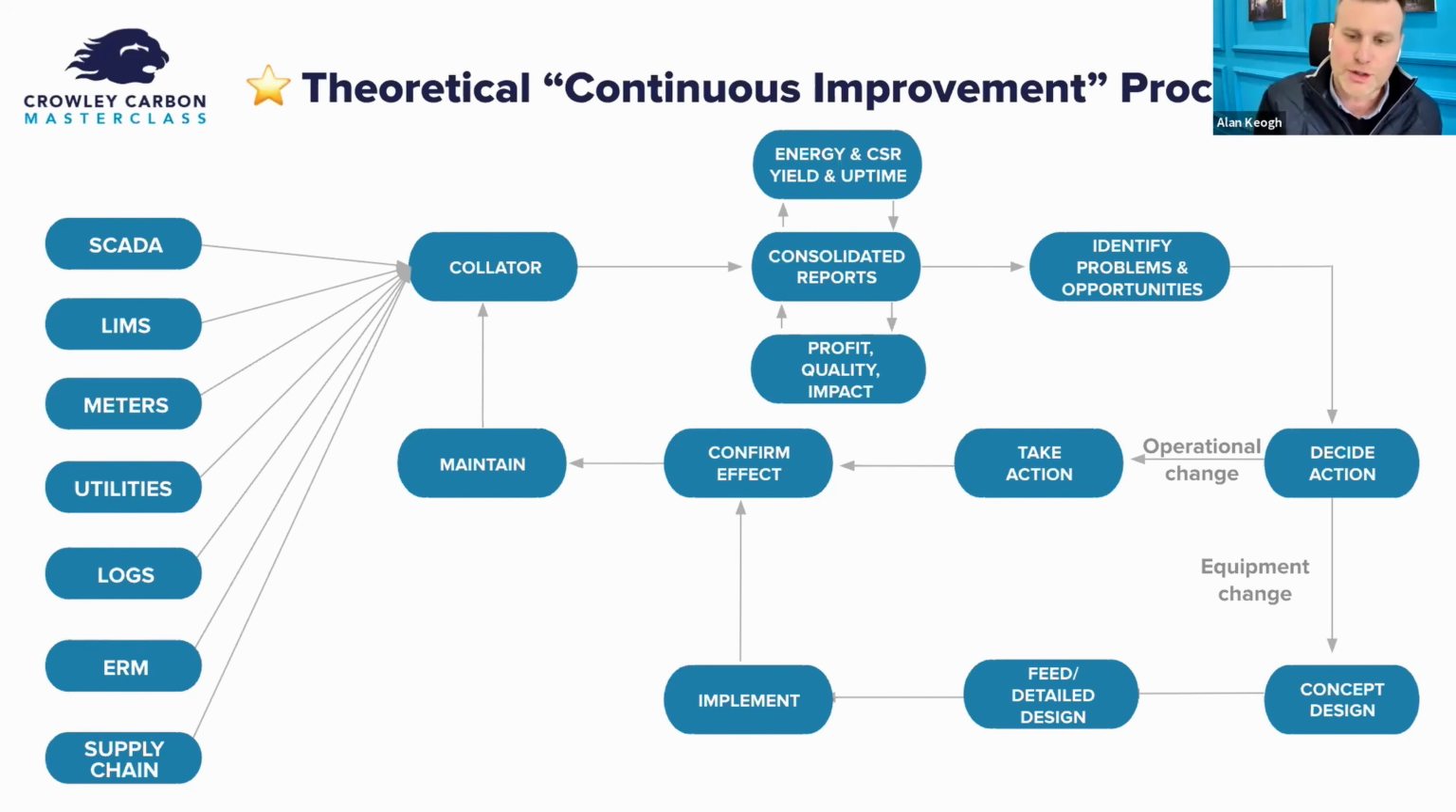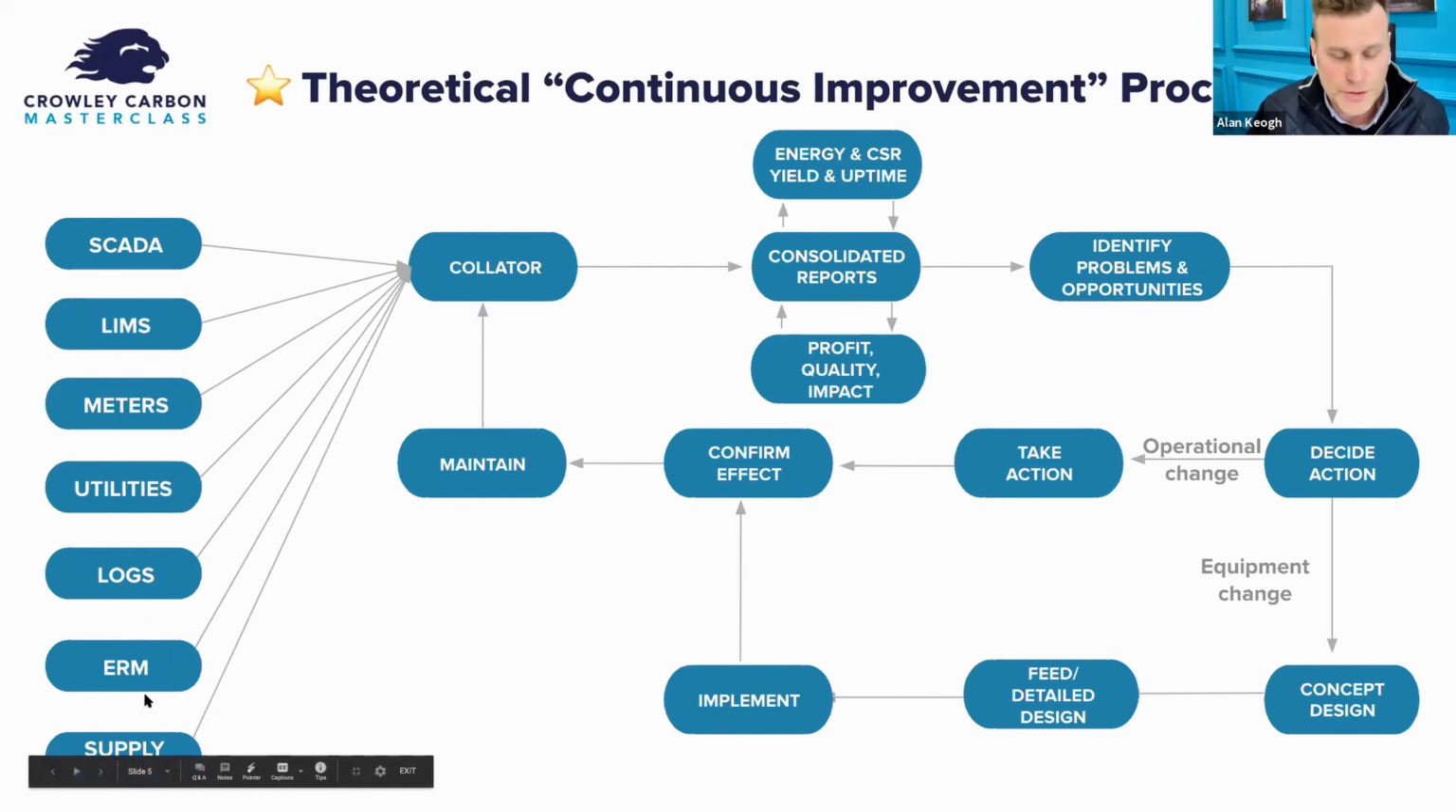This is a reflection here of maybe the aspirational or theoretical continuous improvement process that people would like to have. So on the left-hand side, you have all the potential data sources. You've got SCADA, BMS, lab information system, various meters, utilities in your boiler, air compressors, you've got operator logs, you've got supply chain systems, production information systems, ERPs, etc.